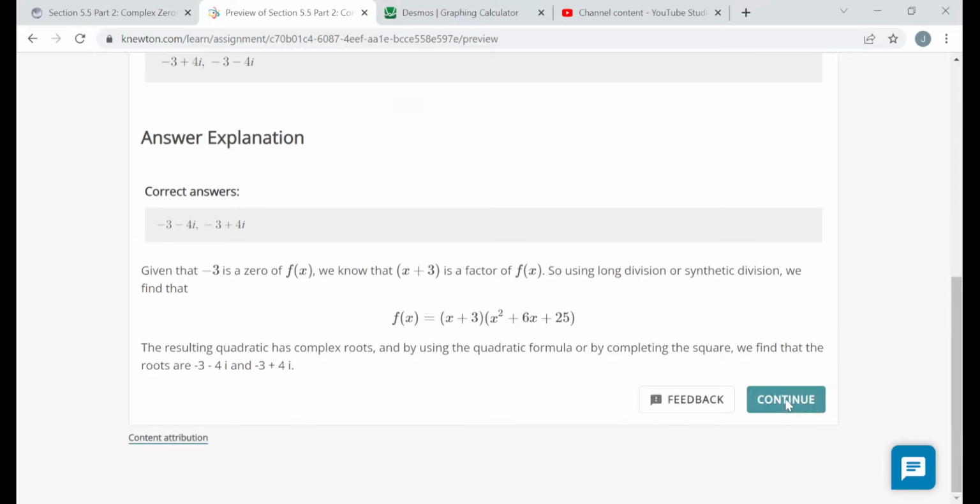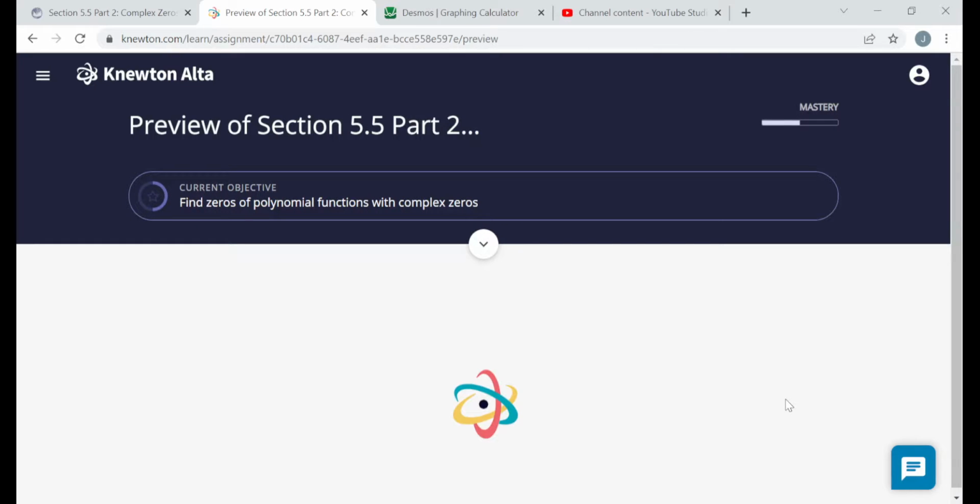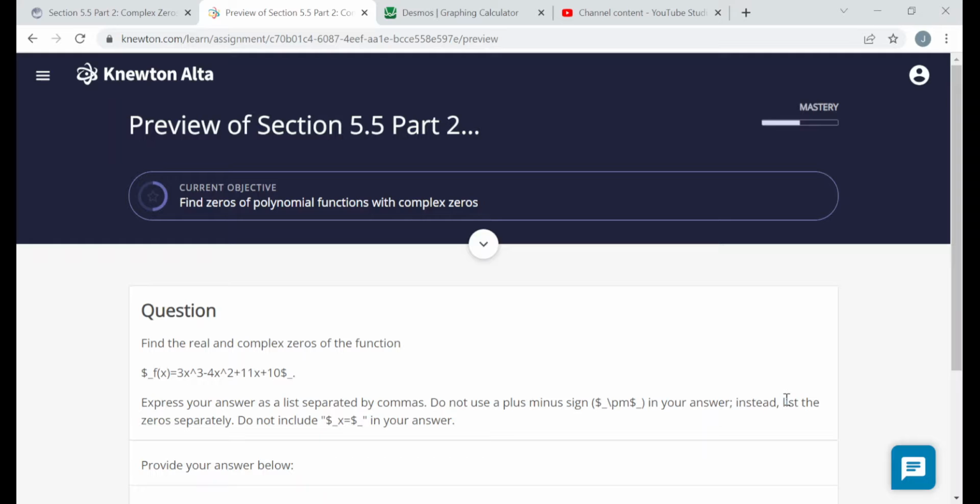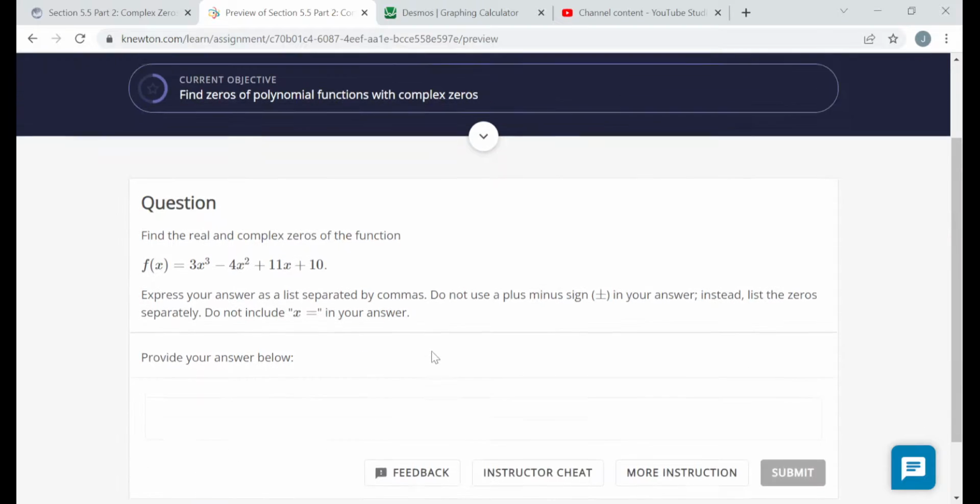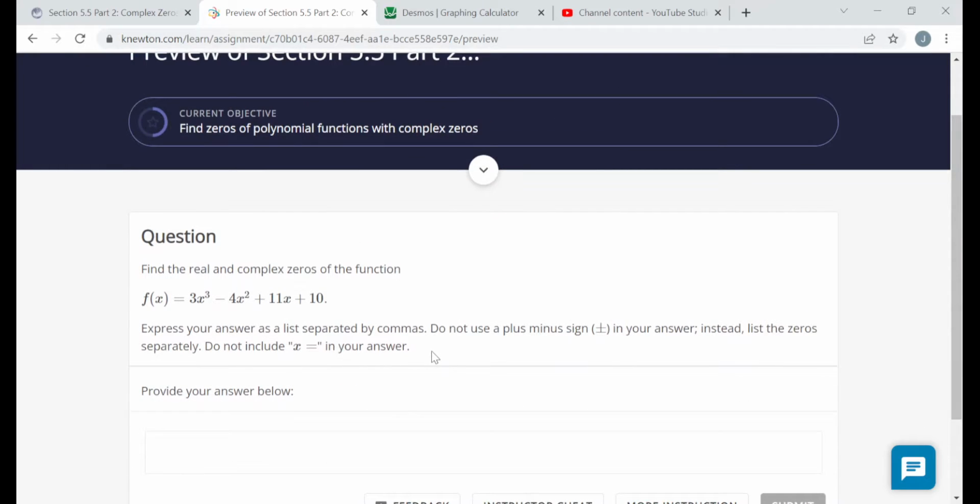Okay. Next, again, the same objective. I hope they make it a little more difficult. Aha. So here we're asked to find the real and complex zeros. So basically just find all the zeros of this polynomial. And again, it's a degree 3, so we should be finding 3 complex zeros.